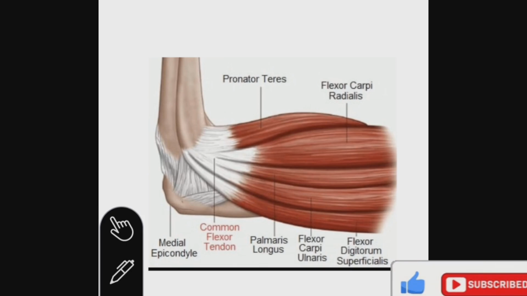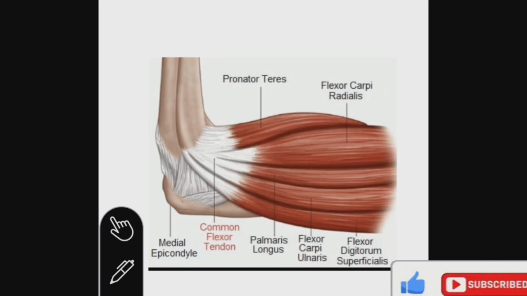Let's get right into it. We'll start with the anterior compartment, the flexor pronator compartment. There are general features you should know. First, all the muscles are mainly innervated by the median nerve, except for the flexor carpi ulnaris and the half portion of the flexor digitorum profundus. So flexor carpi ulnaris is the only anterior muscle that is innervated by the ulnar nerve, along with a part of the flexor digitorum profundus. Take note.